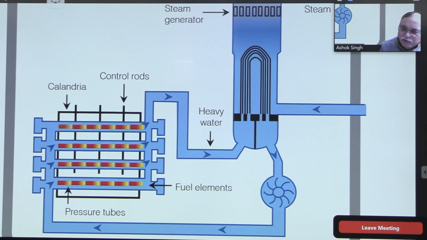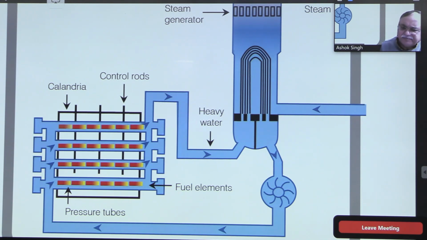Ultimately, you will also produce steam. Why will you produce steam? Because you're going to use this reactor for the purpose of generating electricity. And electricity would be generated by using steam, just like you do in a coal-based power plant. So India's nuclear reactors are of this design, the ones that have been built in India till now.